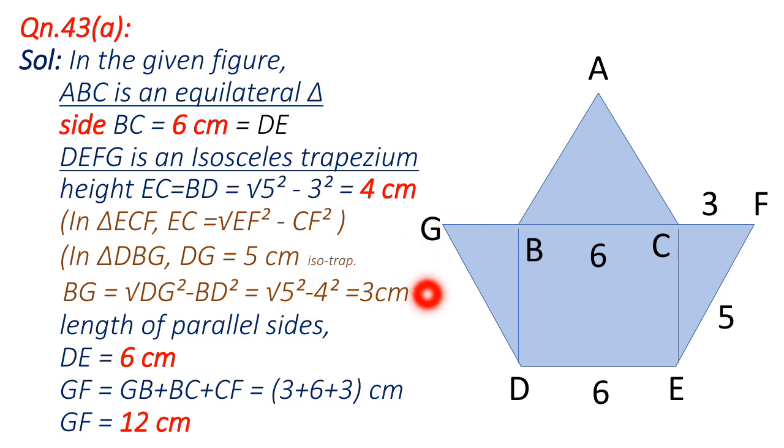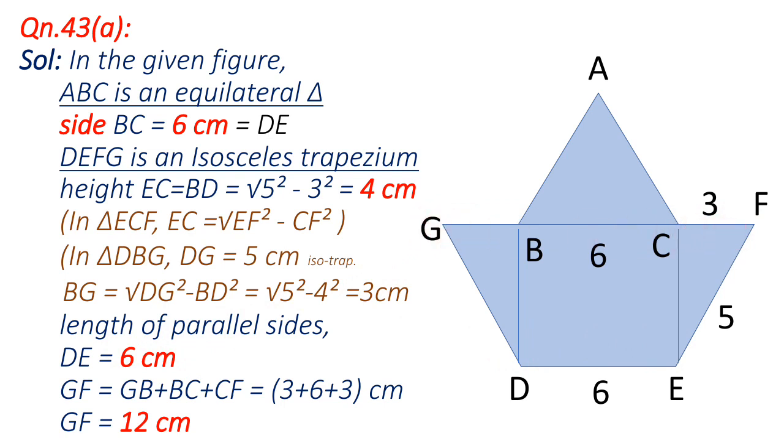Now here this total length, you can see for this isosceles trapezium, we have the height 4 centimeter, and we have the length of one side DE equal to 6 centimeter. It is given. And one more parallel side is there, and in order to calculate the area, we need the length of the two parallel sides. So this one is the other parallel side GF.